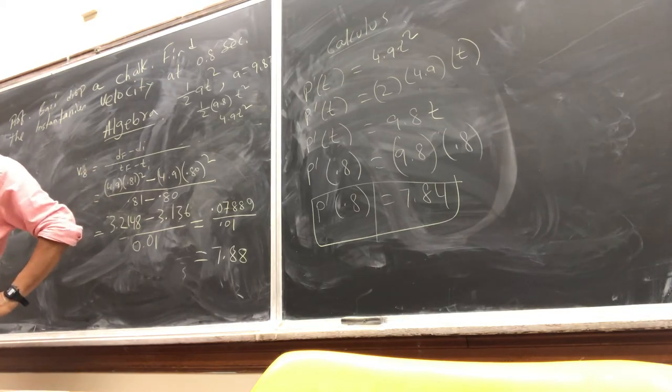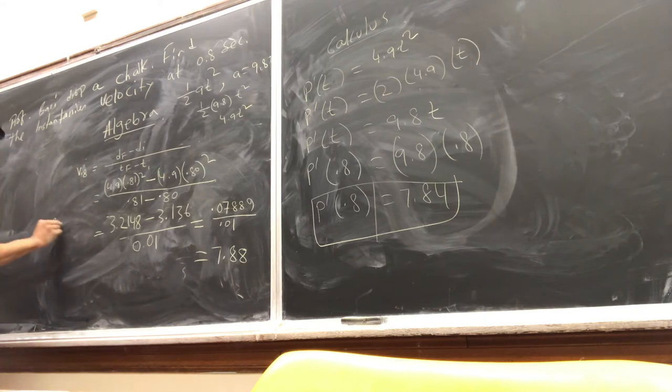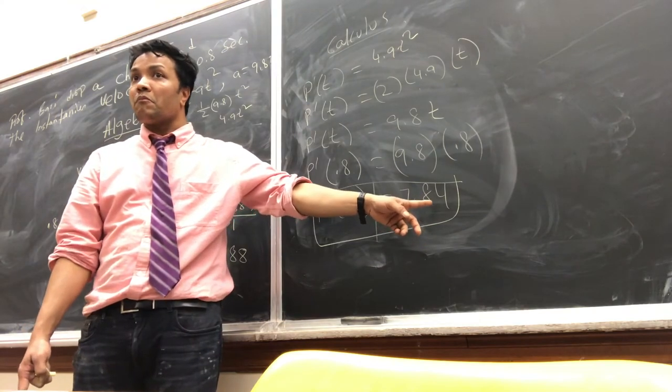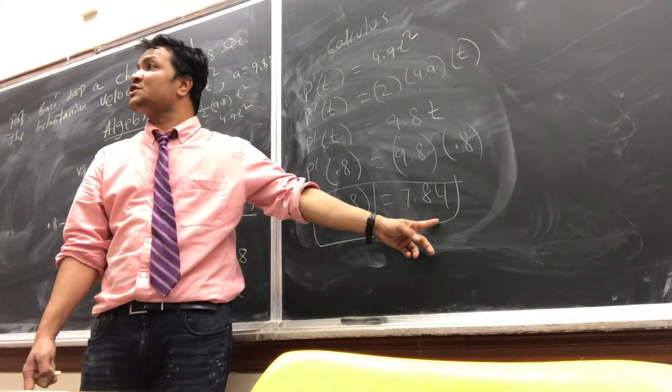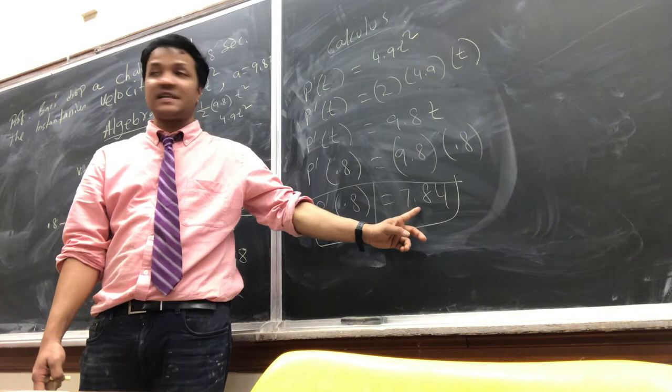Can you make this interval even smaller? Yes. 0.8 and 0.00000000001. Would that be even closer? Can you make two points like that, 0.8 and 0.8? No. You cannot do that. But you can make it what? 0.7999999. The more 9s you put, the answer is going to be closer to 7.84.